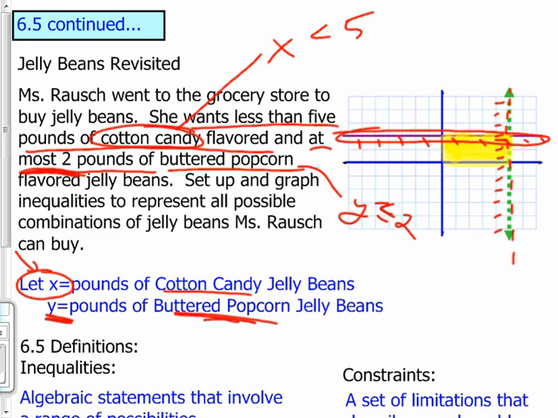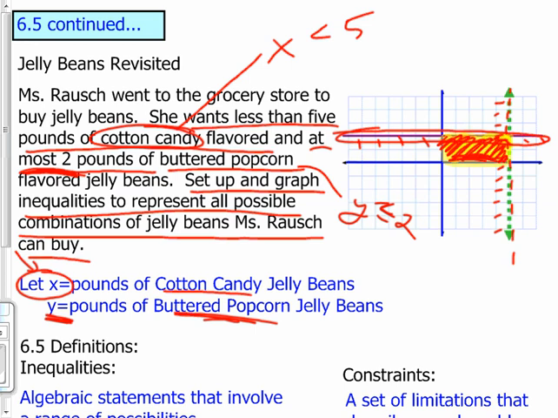Well, in this case, it's simpler because all they ask you is to sketch it and represent all possible combinations that she could buy. That means she can buy anything in this shaded area and be okay according to her rules for herself, like she needed to get less than 5 of these and more than 2 of those, and whatever. Okay.